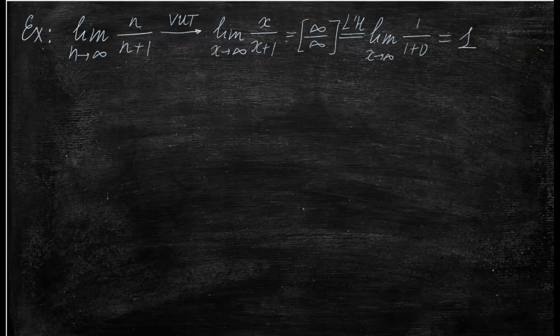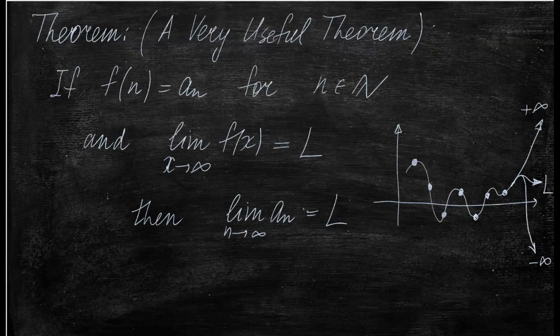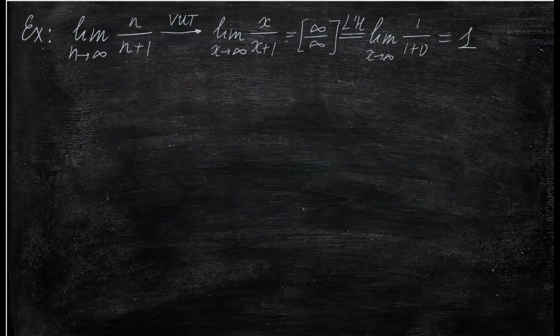Now we're going to be applying the very useful theorem. So the theorem says if that limit exists and equals something, in our case it is equal to 1, then the limit of the sequence is also equal to that number. So we're going to go back this way, and we're going to establish the equality. So the limit of this sequence is equal to 1. Let's try another limit, something more difficult.